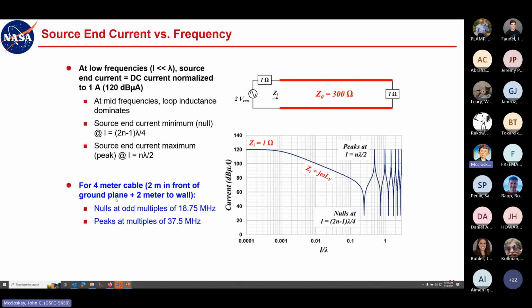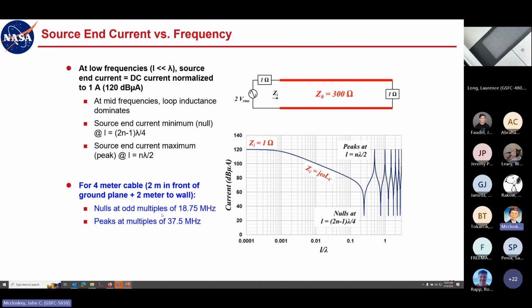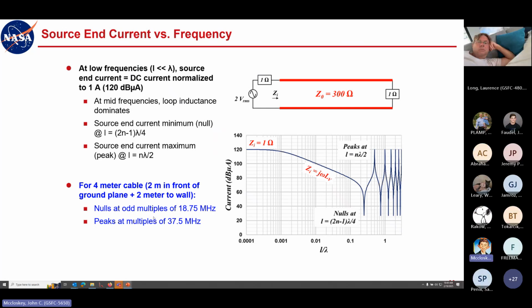Okay, and so if we look at an example of a 4-meter cable, so 2 meters in front of the ground plane and then 2 meters to the wall, you'll get nulls at odd multiples of 18.75 megahertz and peaks at multiples of 37.5 megahertz. So this is just a general example, just in Excel, where this is effectively frequency, but I'm doing it in terms of fractions of a wavelength, L being the length of your cable, so L over lambda.